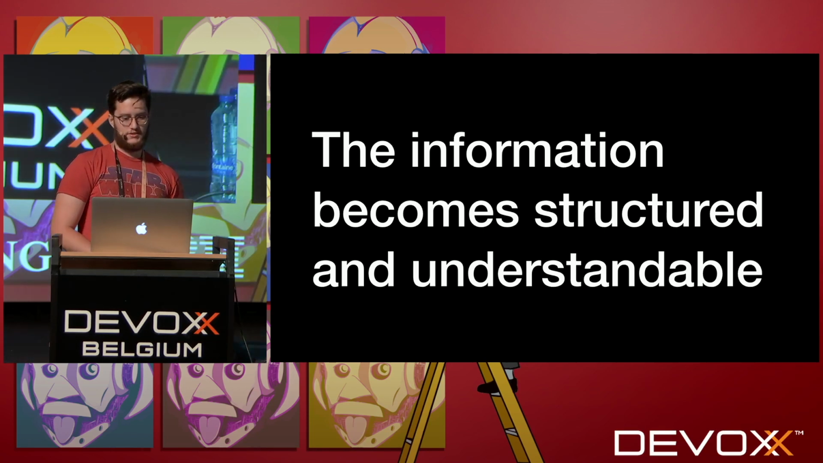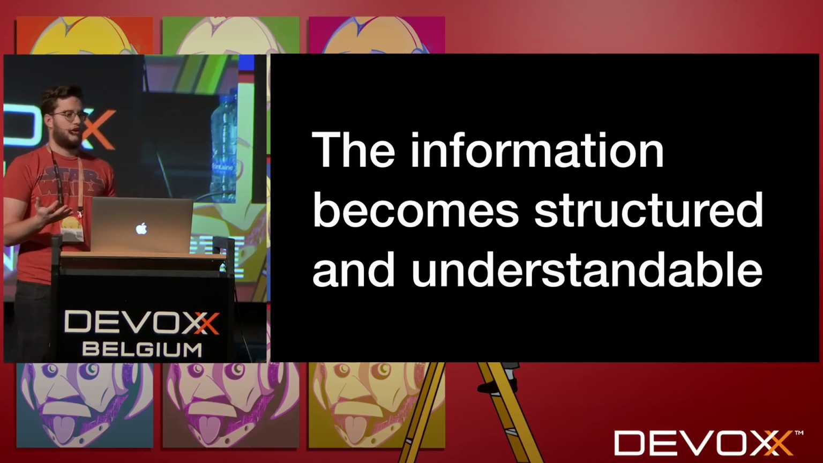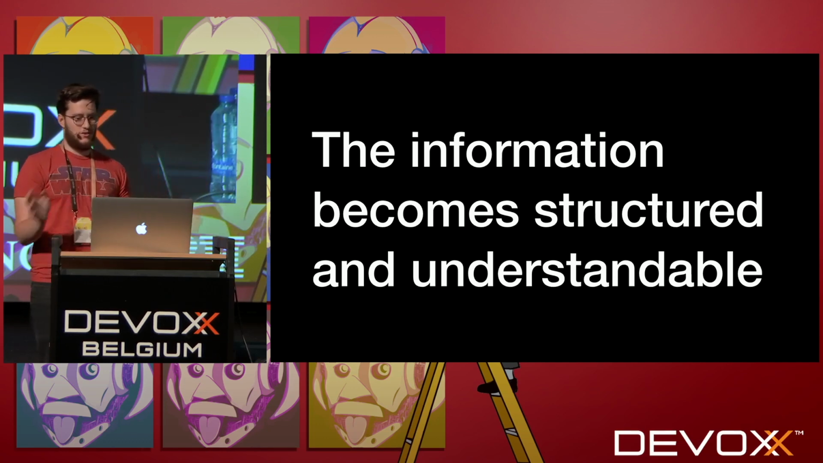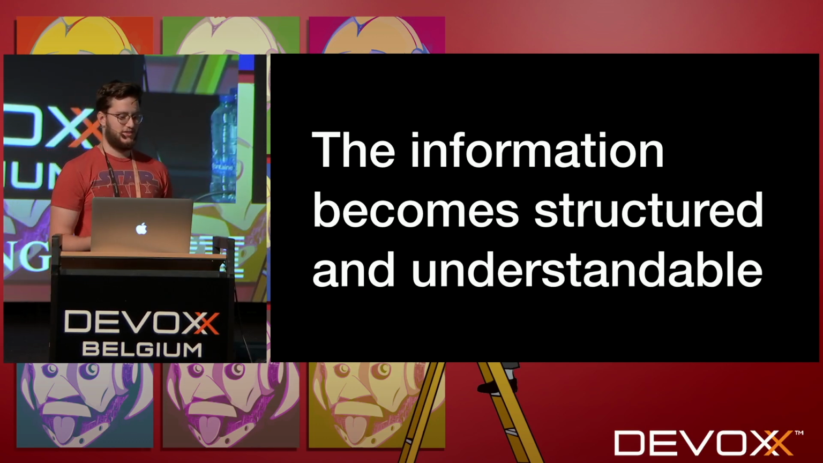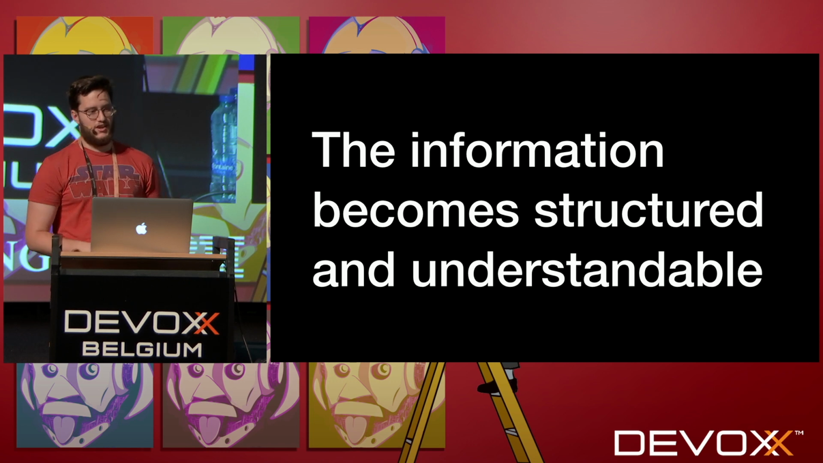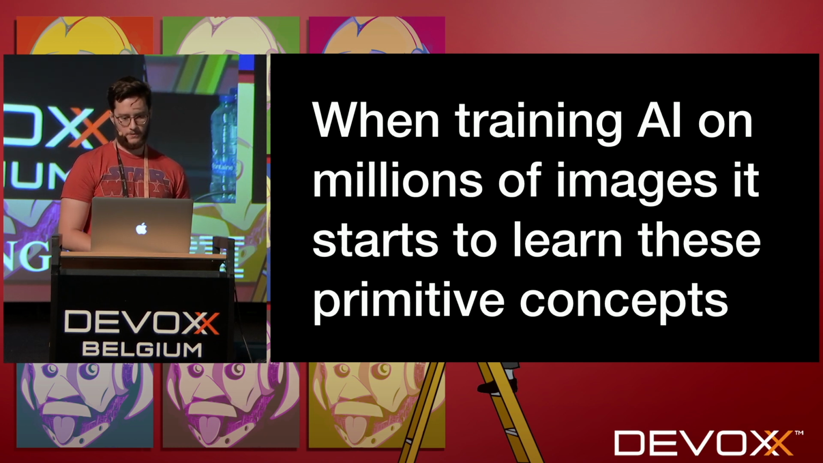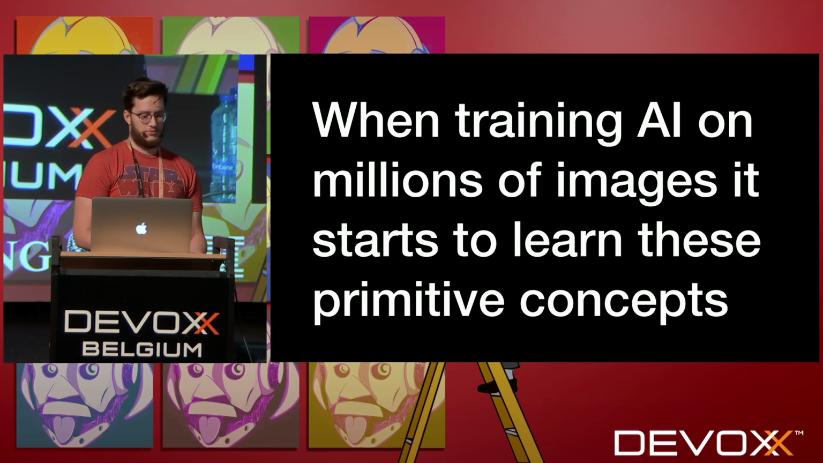And the reason for that is that when we look at an object for the first time, it's not this unstructured mess of light intensities. It gets kind of put together in shapes and lines and curves and edges, and we have a hierarchical understanding of the image. We can break it down. And when we train AI on millions of images, it starts to learn these same concepts that we learn. So it can kind of tell edges and shapes and stuff like that.